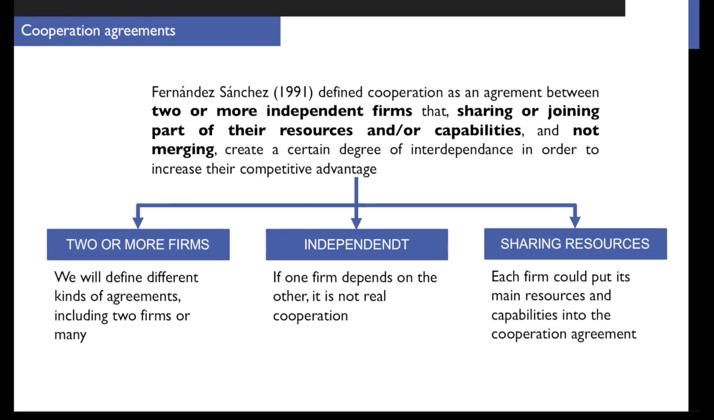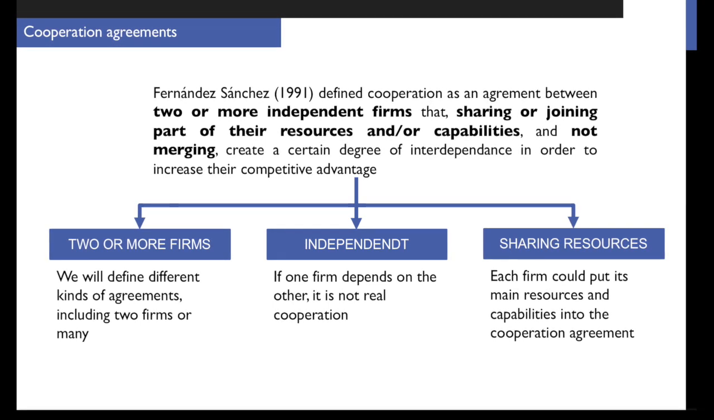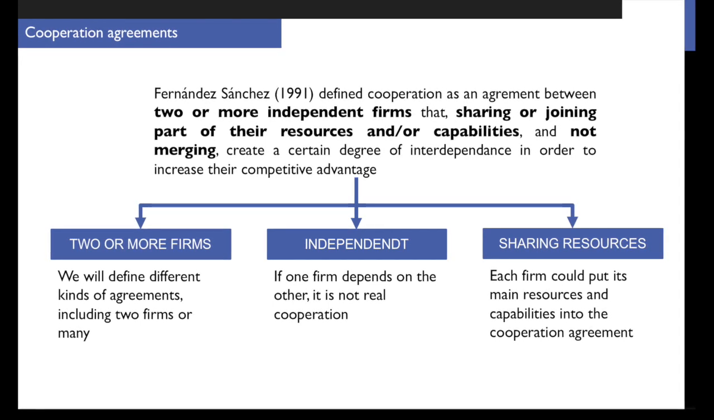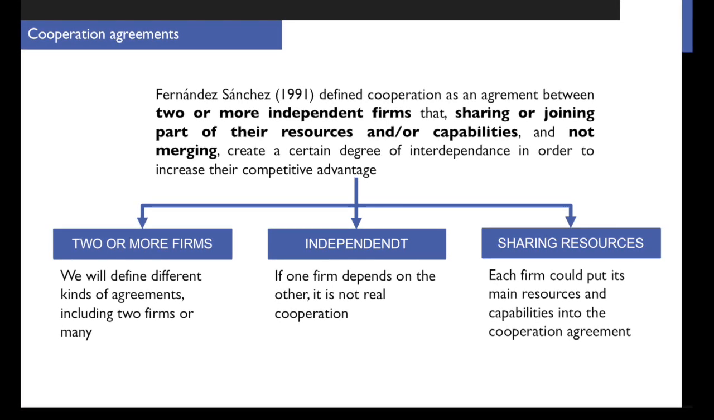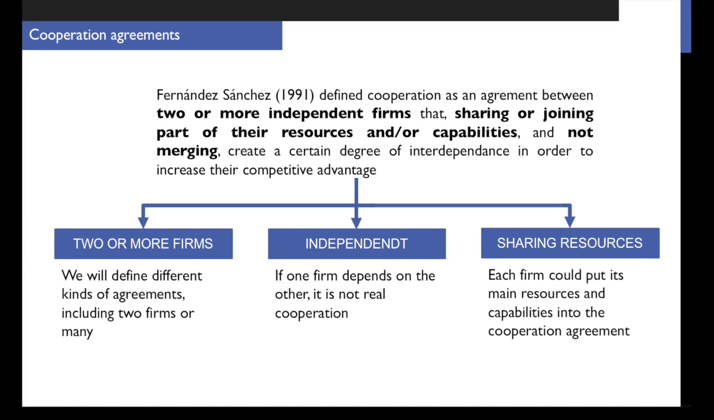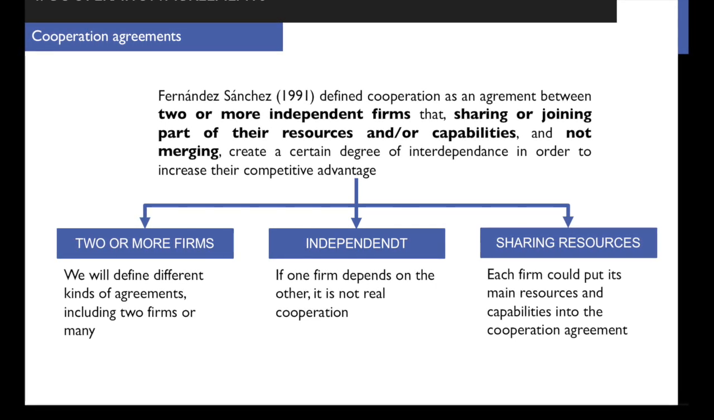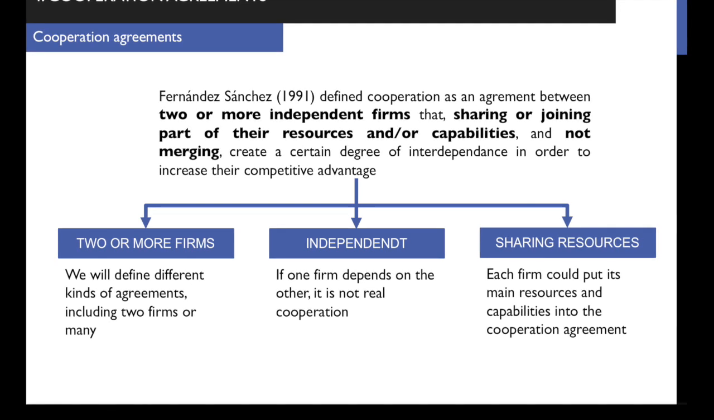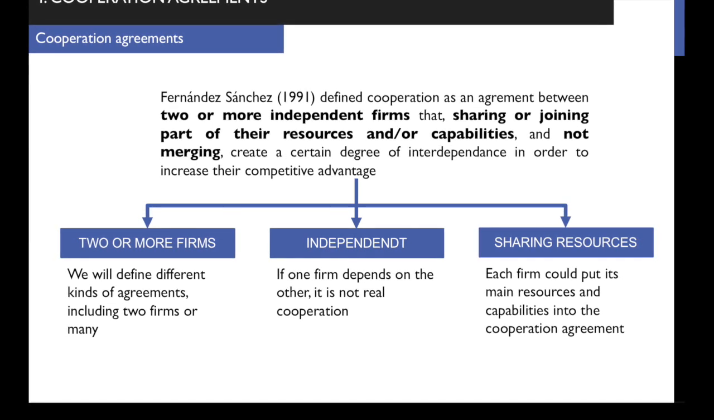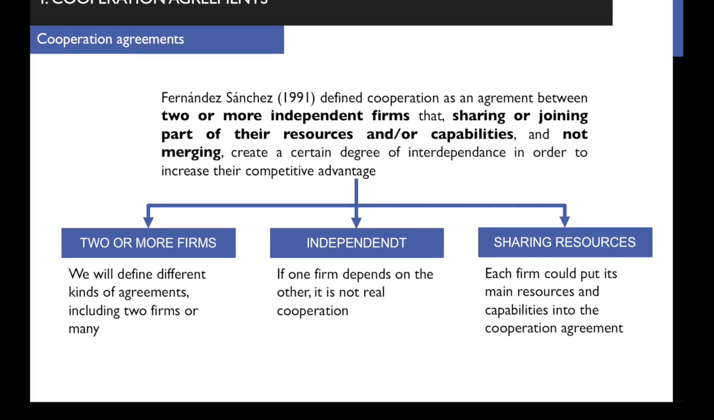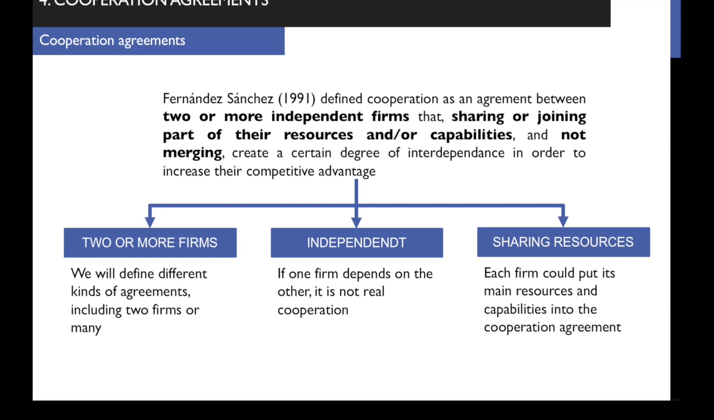Well, first of all, two or more firms. There are going to be cooperation agreements of two firms, and there are going to be cooperation agreements of more than two firms. Independent firms. What we mean by this is that a true cooperation agreement takes part between independent firms. If all the firms belong to the same business group and are obliged to cooperate, then it is not really cooperation. It's a policy of the group.